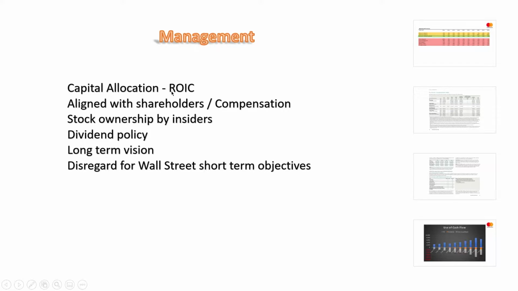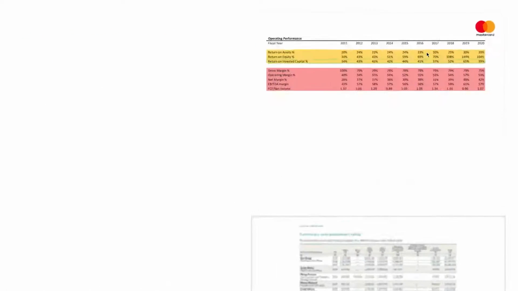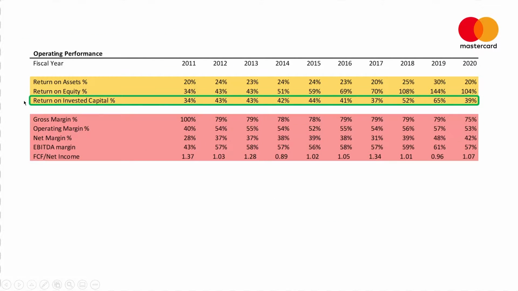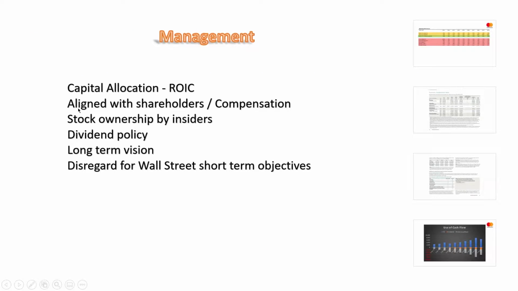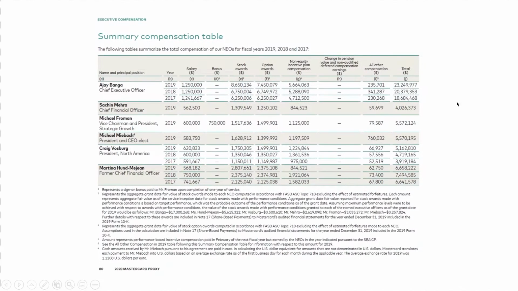Capital allocation and return on invested capital. As I showed you before, here return on invested capital is quite healthy and growing, much higher than the weighted average cost of capital, so I am happy here. In terms of alignment with shareholders and the compensation, I showed you from the proxy, we see here that they have a salary, stock awards and options.